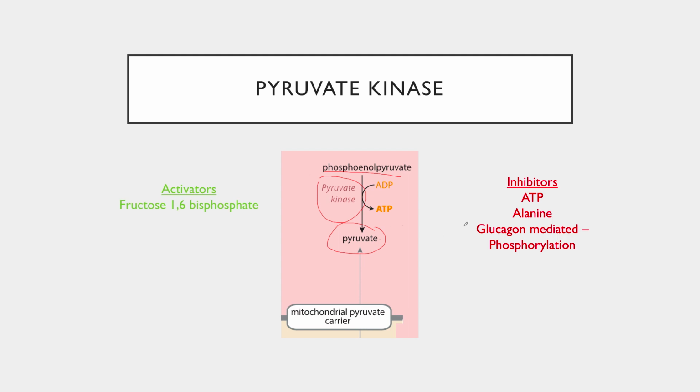Pyruvate kinase can also be regulated by glucagon-mediated phosphorylation. In the fed state, pyruvate kinase is dephosphorylated and active. However, in the fasted state, as glucagon levels elevate, this will induce a cascade of events leading to the phosphorylation and inactivation of this enzyme.